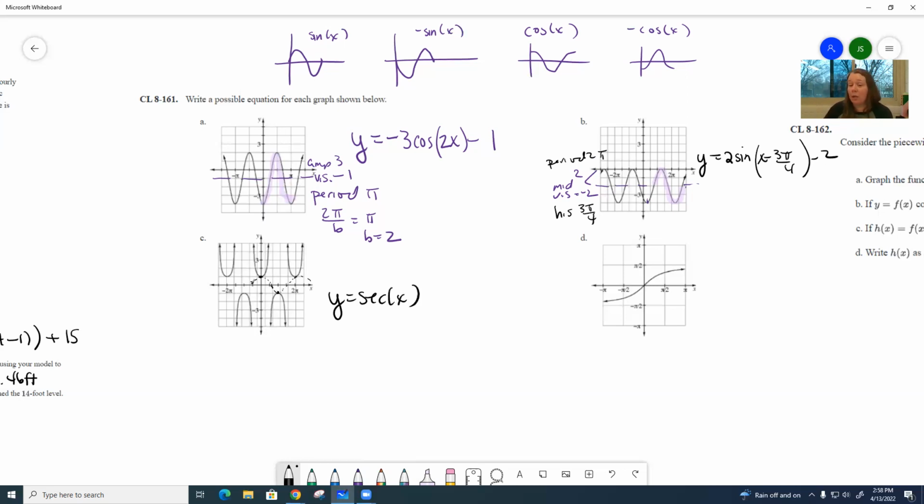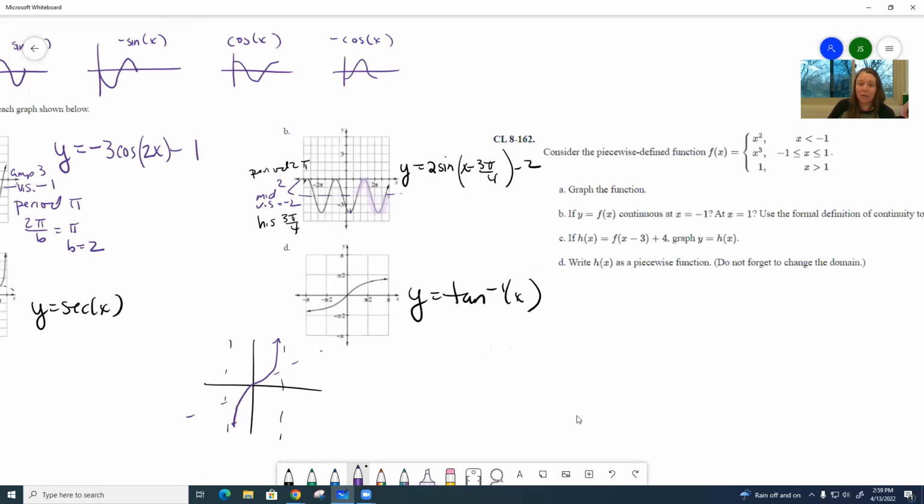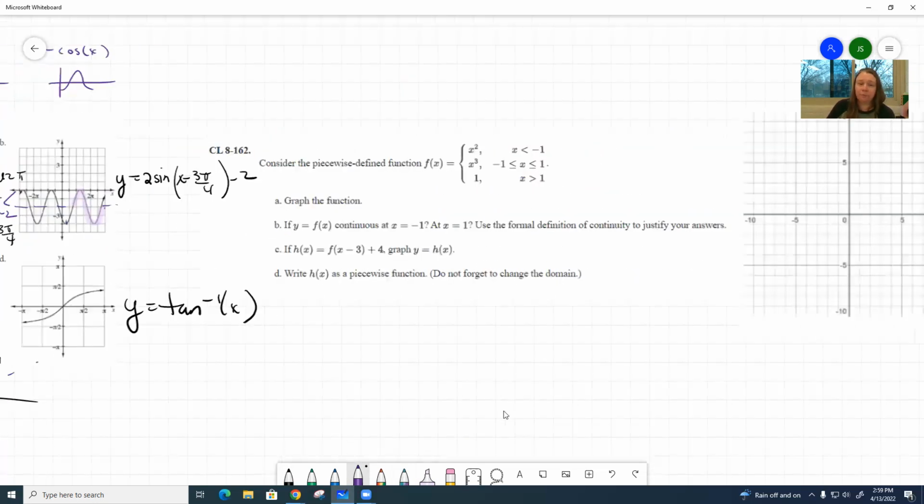All right, now this one you have to dig deep for. This is way back from first semester. This is the graph of the inverse tangent. If we think about how one cycle of the tangent looks like this, and we know that inverses are reflections over the line y equals x, that would give me this. So you might have struggled with that one. I wouldn't worry too much about that on the test, but that's where that comes from.